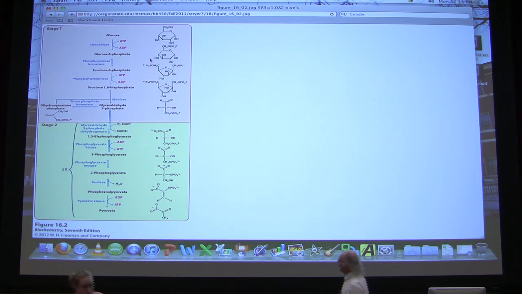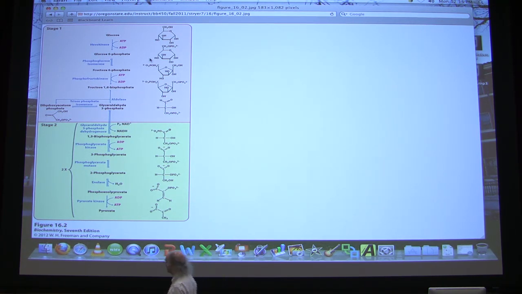This figure is a fairly good overview of the process of glycolysis. It has all the players on it. You can see glucose, glucose 6-phosphate, blah, blah, blah. The first question I get is, well, what of this do we have to know? All right. Well, I'm going to spell that out for you fairly explicitly right here.